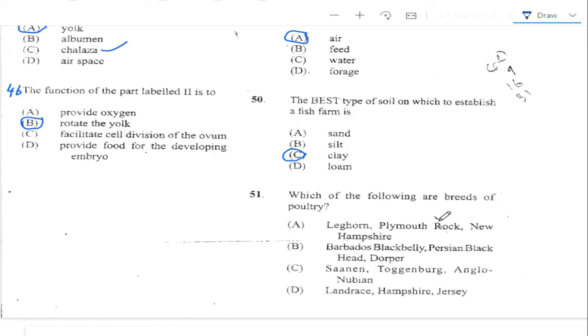Question number 51. Which of the following are breeds of poultry? A. Leghorn, Plymouth Rock, Newcastle, Hampshire. The answer is A. Alright, so B. Barbados, Blackbelly, Persian, Darpa. These are sheep. C. Shannon, Tuggenbird, Anglo-Nubian goat. D. Landrace, Hampshire, Jersey. This is more like to the pig side.